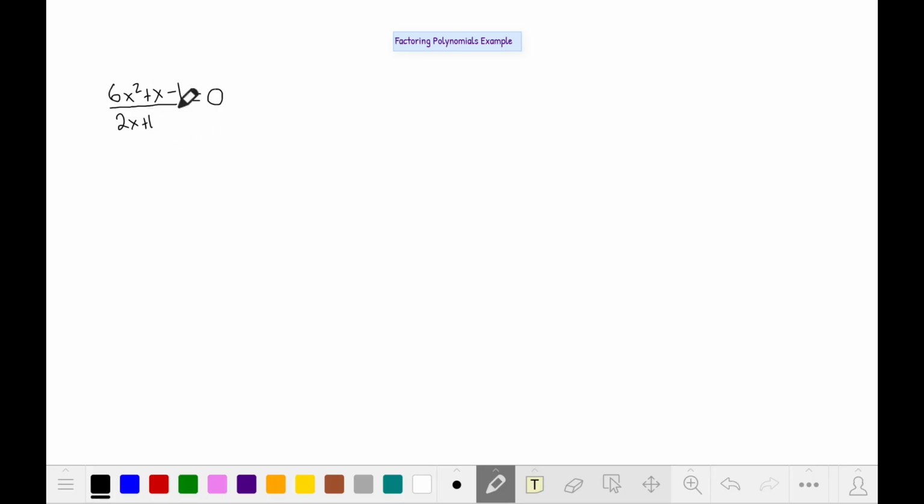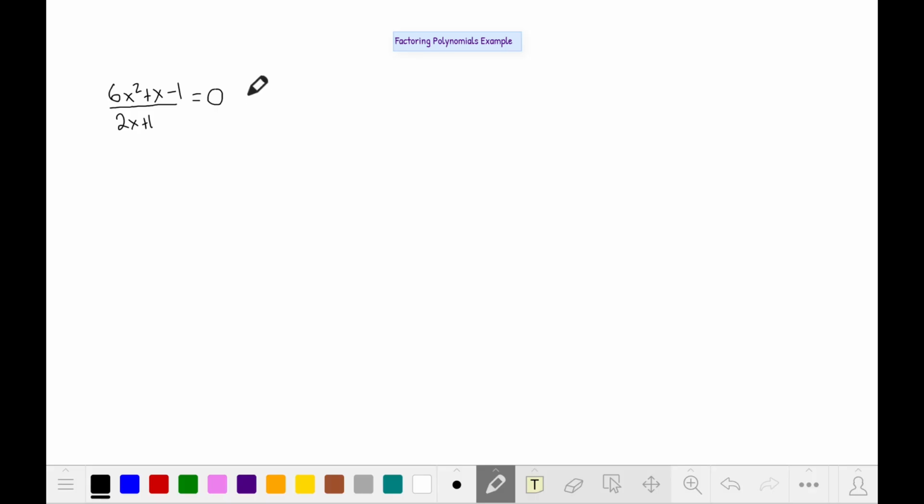Now, looking at this, we can go, what is going on? It's easy to get a little overwhelmed sometimes. All right, so we've got a big polynomial of order 2 because there's an x squared. There's a polynomial of order 1 because there's just an x term down below. It's equal to 0. What's going on? What can we do here?